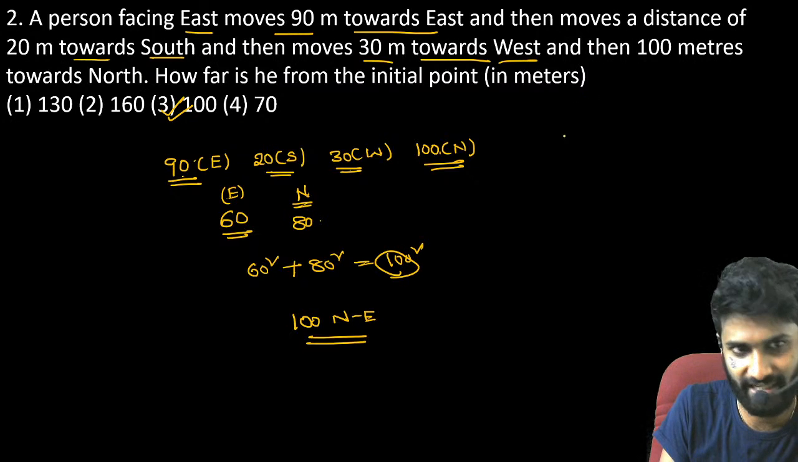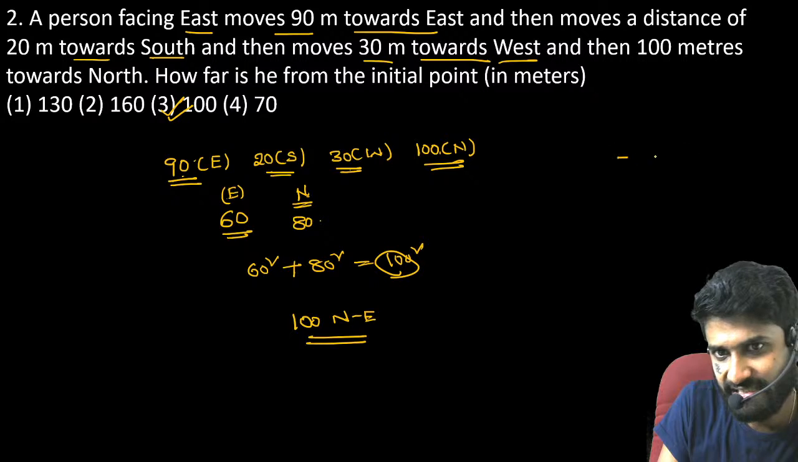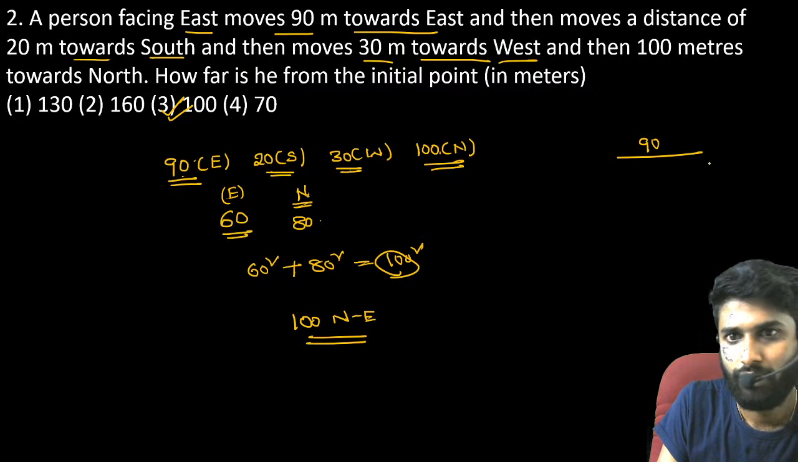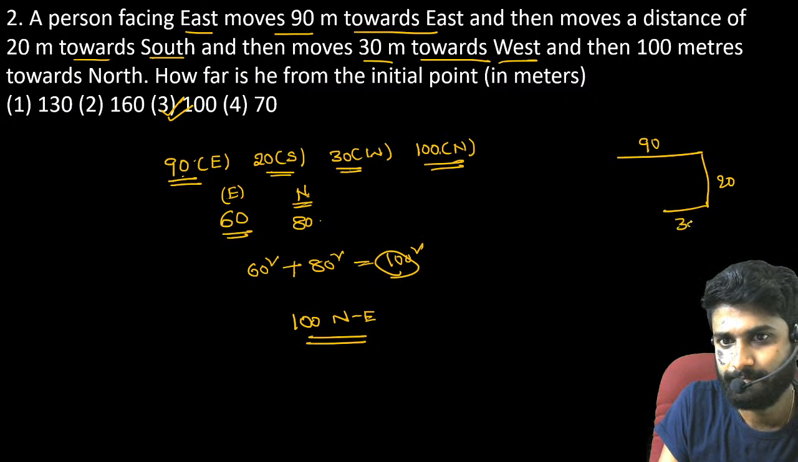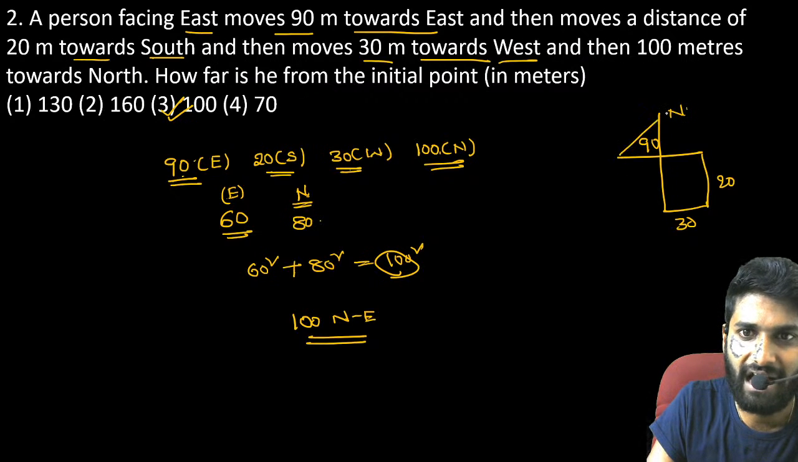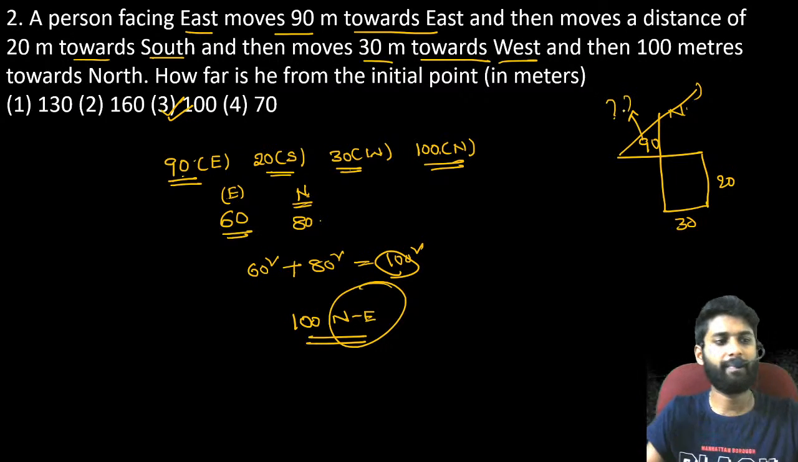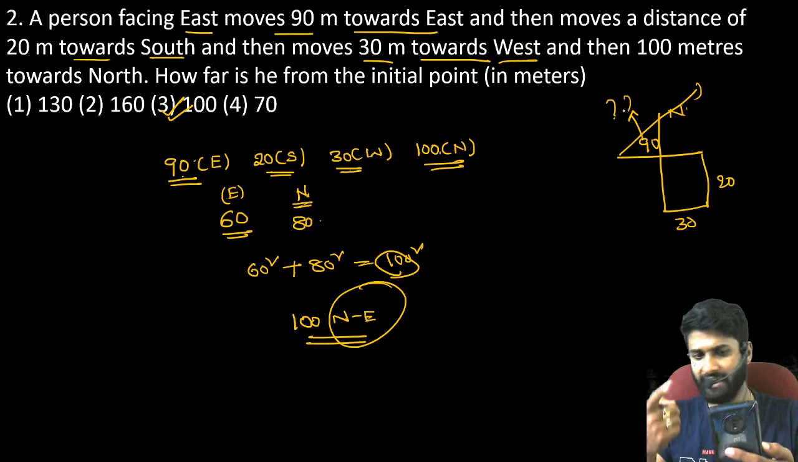Okay, I'll go with the diagram. 90 meters east. Now 20 meters south. Now 30 meters west. Now 100 meters north. What I mentioned is that the answer is always northeast. Find the calculation using Pythagoras. Is it clear, guys? Without making any diagram. If you want a diagram, just go with the diagram. Otherwise, don't use any diagram.